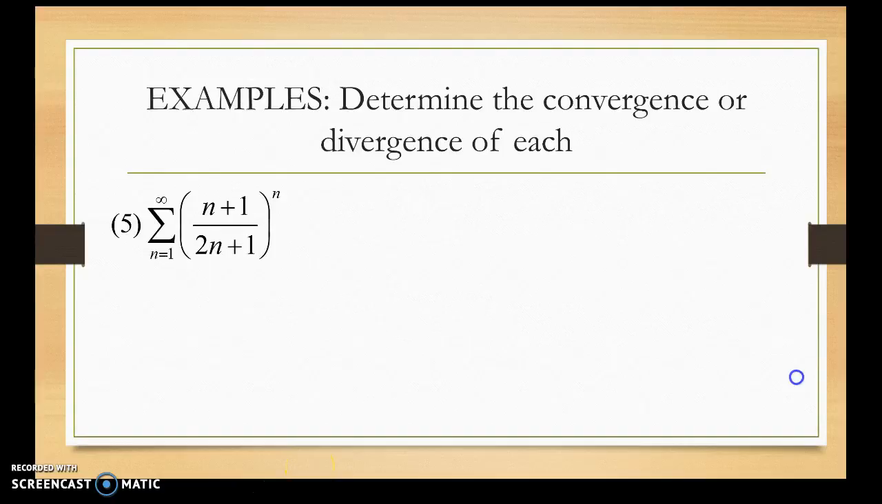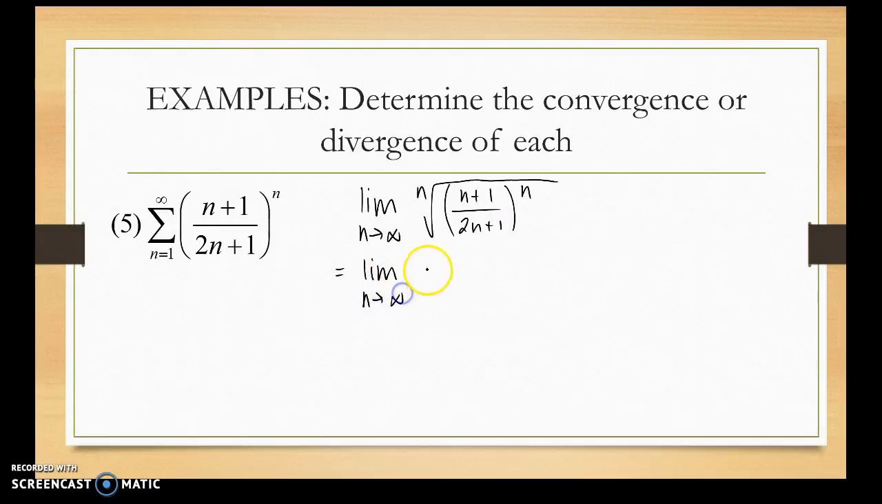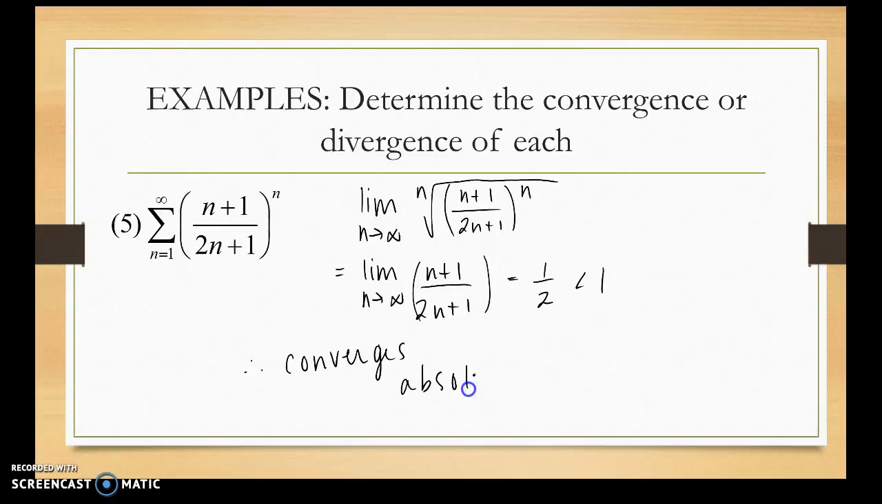All right, and our last example for the video, n plus 1 divided by 2n plus 1 to the nth power. I'm raising to the nth power, so I'll use my root test again. To the nth. This becomes the limit as n approaches infinity of n plus 1 divided by 2n plus 1. Degrees are equal, therefore my limit is a half. This limit is less than 1, so again we see that this series converges absolutely.